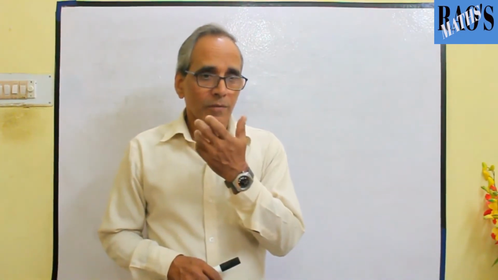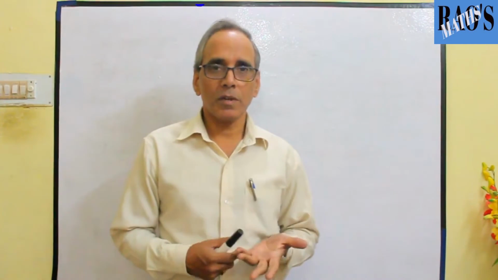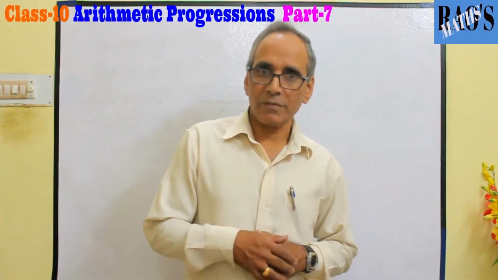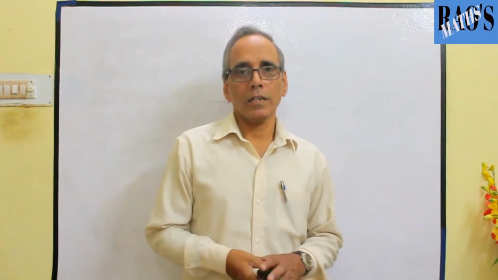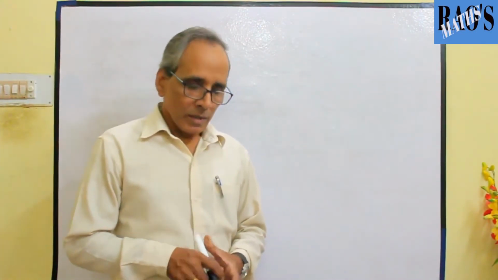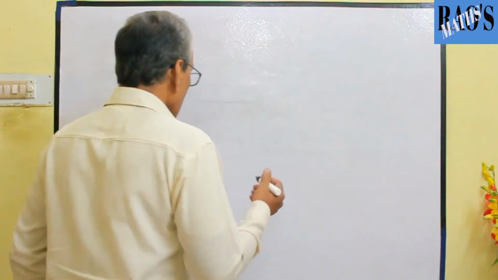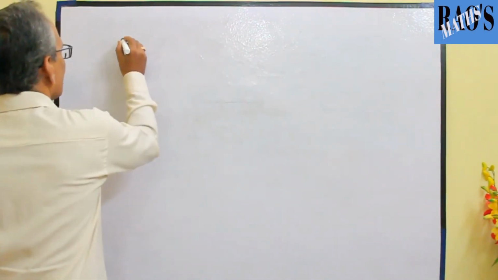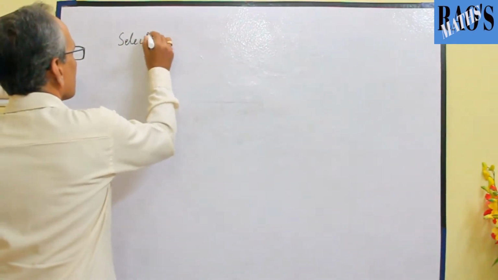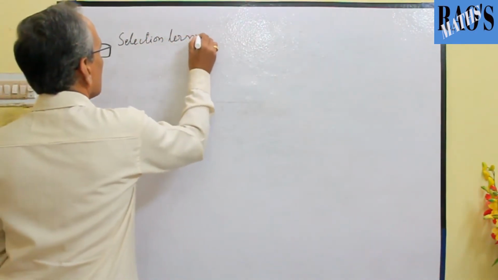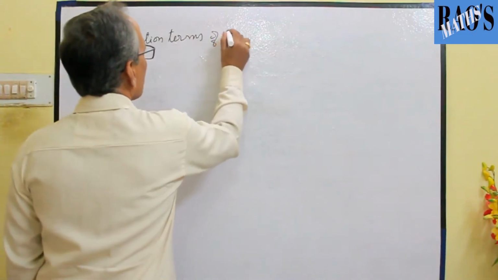In some questions, they give the first 3 terms, 4 terms, or 5 terms of an AP, and the relation between the terms will be given. Then how do we define the unknown terms of the AP? Here we discuss the selection of terms of an AP.